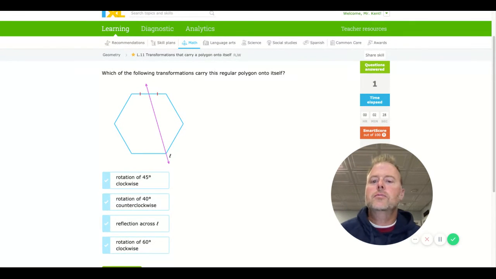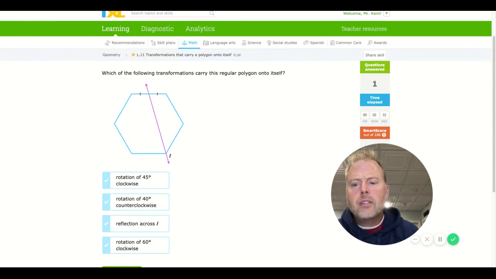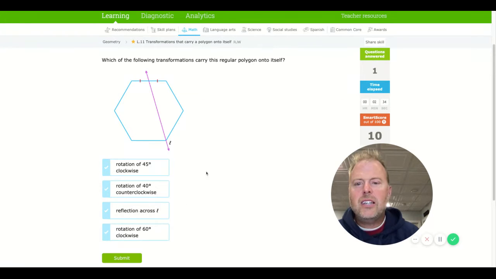And how about here? We're going to carry this regular polygon onto itself. Reflecting across t, no way that's going to give it. It's not the same on both sides, so I can't reflect it, and that takes this third one out. There's no way we can reflect this hexagon onto itself by going over t. All right. What about rotation?